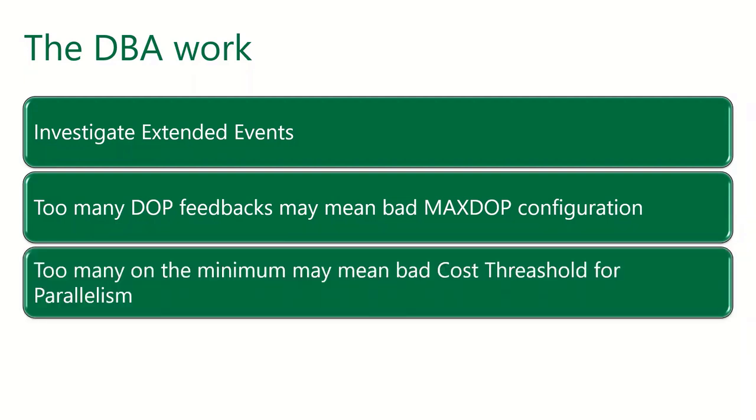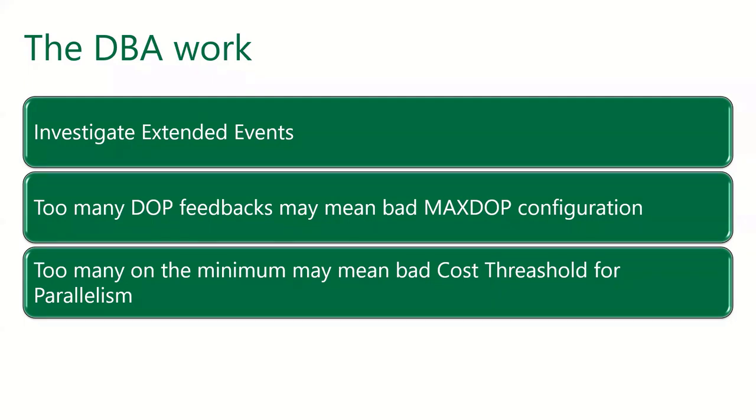Too many DOP feedbacks on the minimum DOP may mean that you have a bad configuration for cost threshold for parallelism. Some queries that should not be parallel are going parallel. They could be better if they were not using parallel execution. So your cost threshold for parallelism may be badly configured, and we can now identify this using extended events from the behavior of the DOP feedback in your environment.